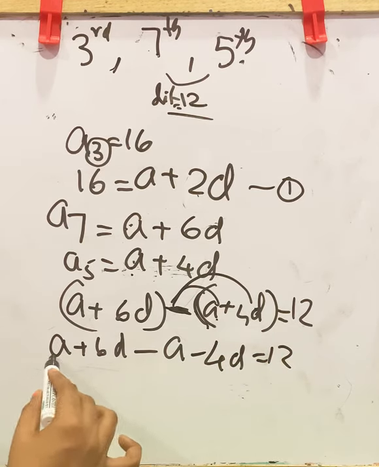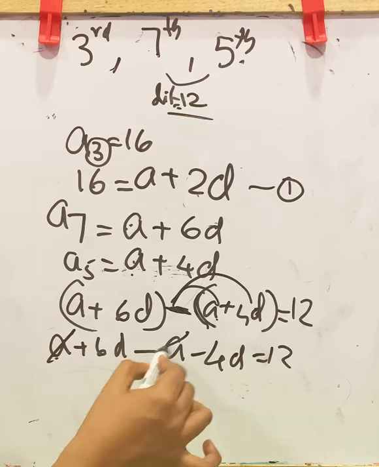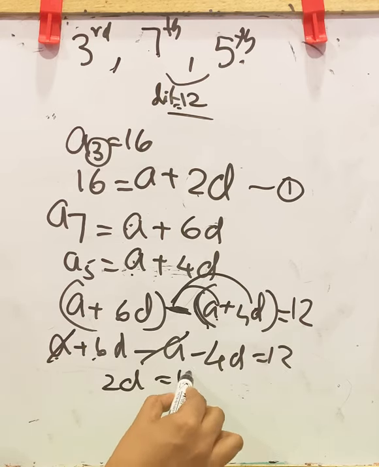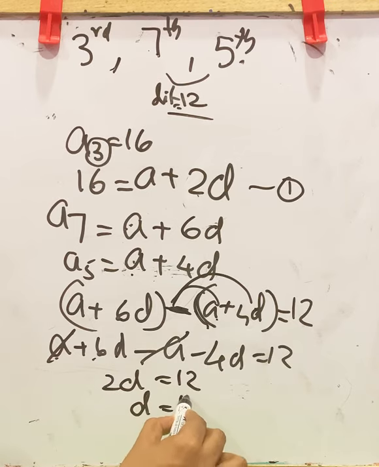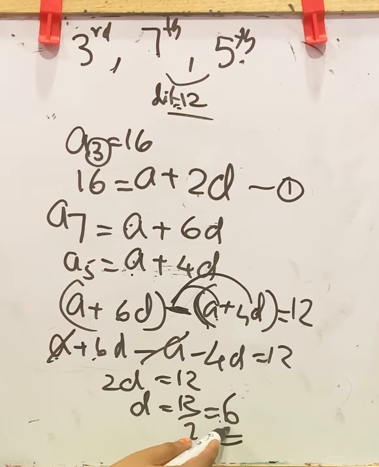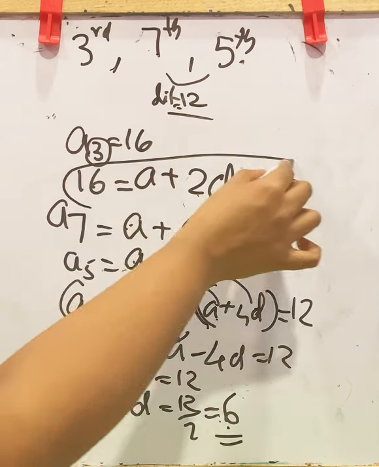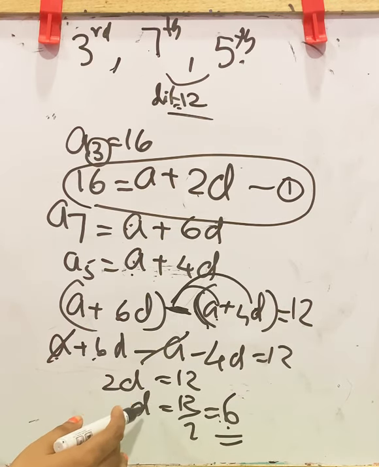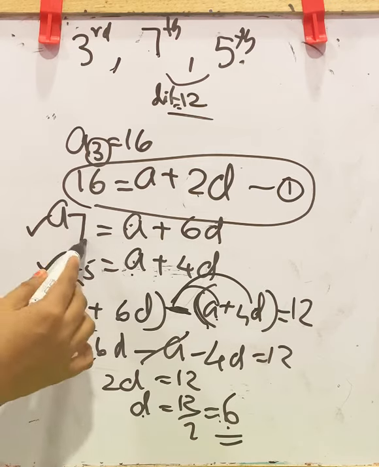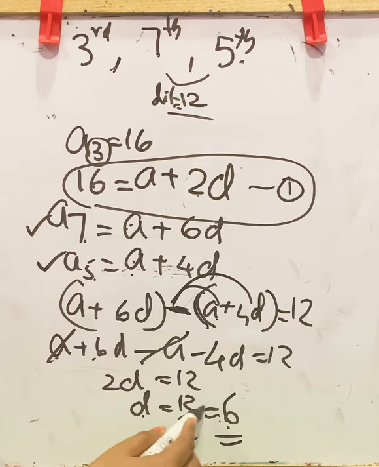Now consider the same terms, a minus a, it gets cancelled. 6d minus 4d is 2d, equal to 12. Now d equals 12 by 2, equal to 6. The difference is 6. Now substitute the value of 6 in the first equation. We got the value of d from considering these two terms, that is, the 7th term and the 5th term. You got the value for d.